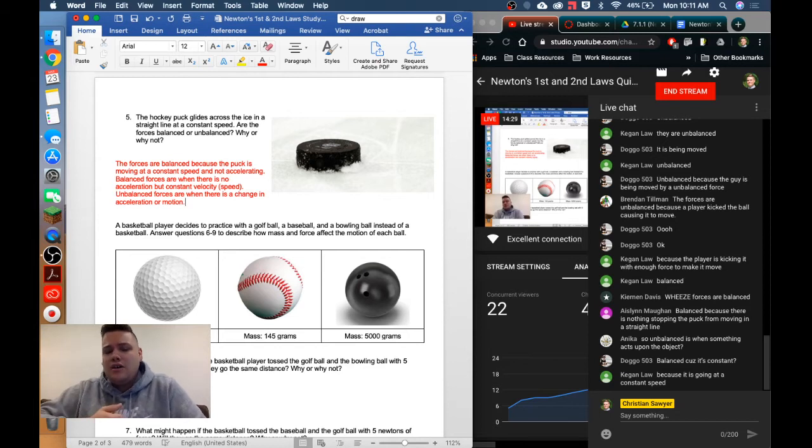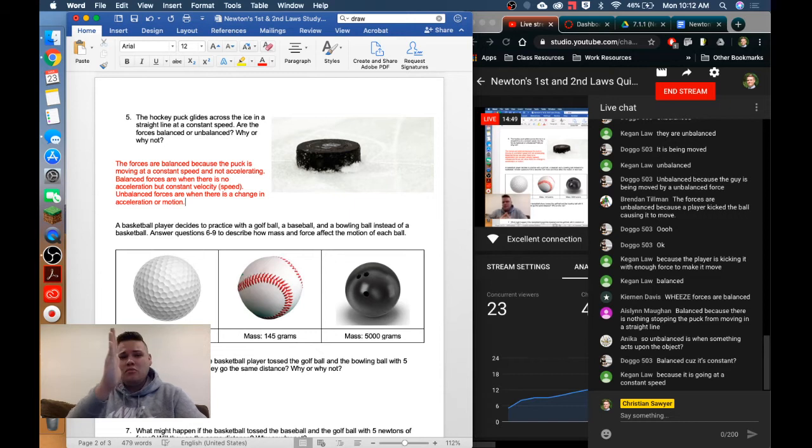It's balanced because it's going at a constant speed. Okay. So balanced forces can either be sitting still or going at a constant speed. Unbalanced is when it's accelerating or decelerating. Okay? Either speeding up or slowing down. But if it's still or if it's just staying at the same speed, then the forces are balanced. Okay, all the forces are balanced. Nothing is stopping it. Any questions on that? Annika, did that answer your question?